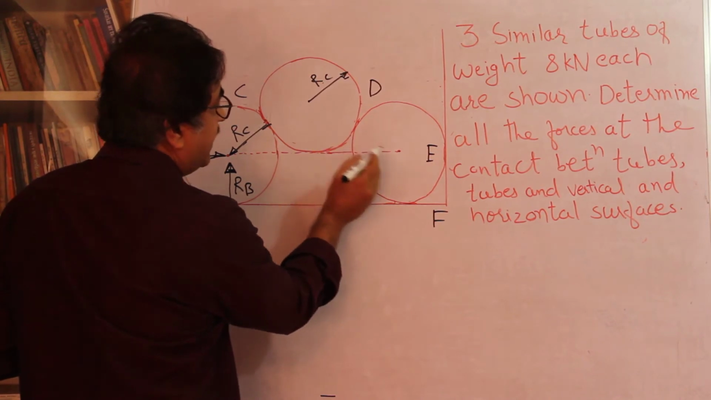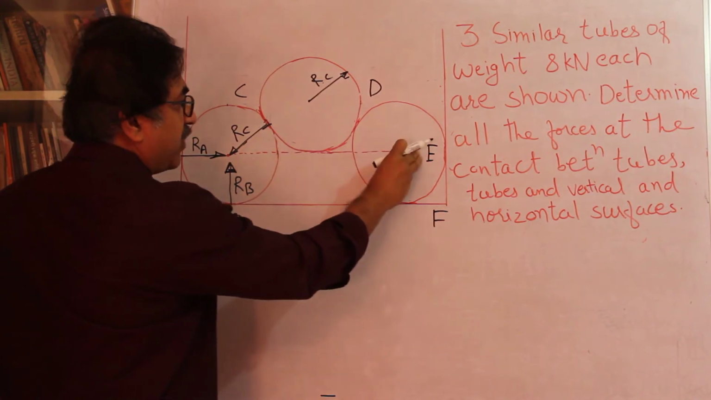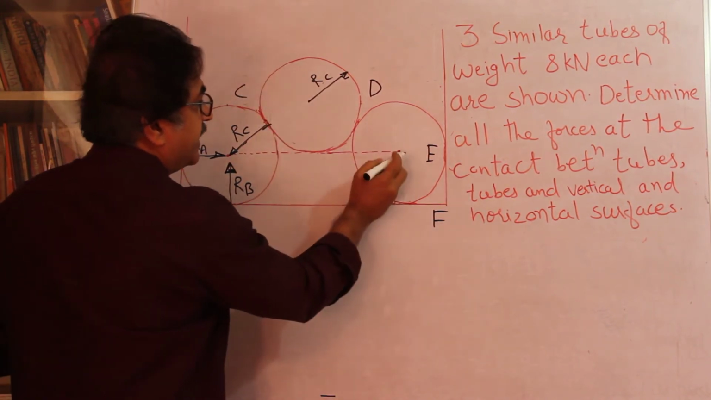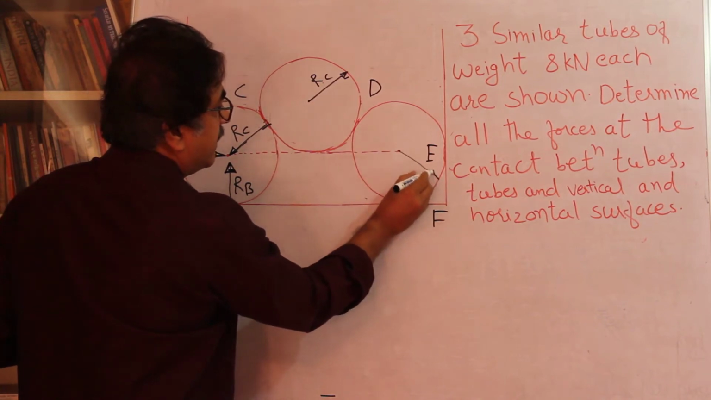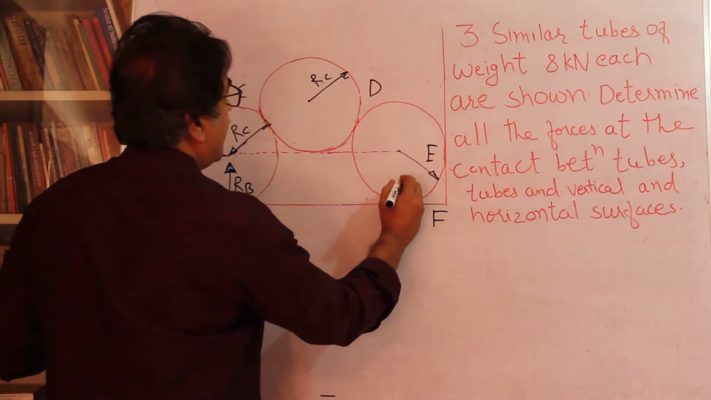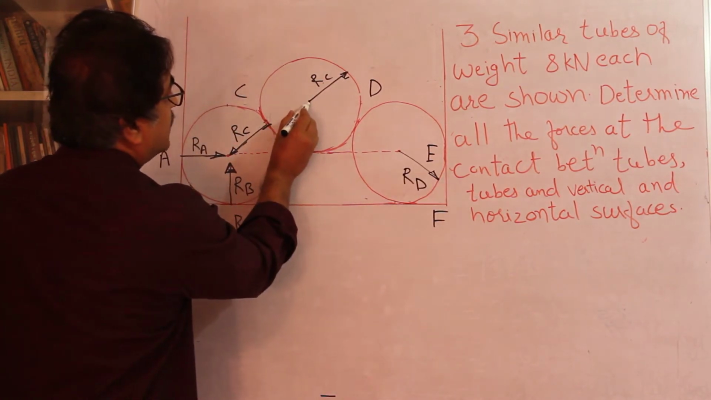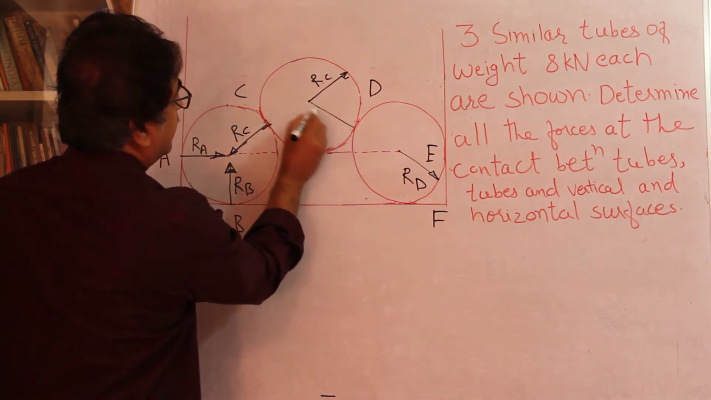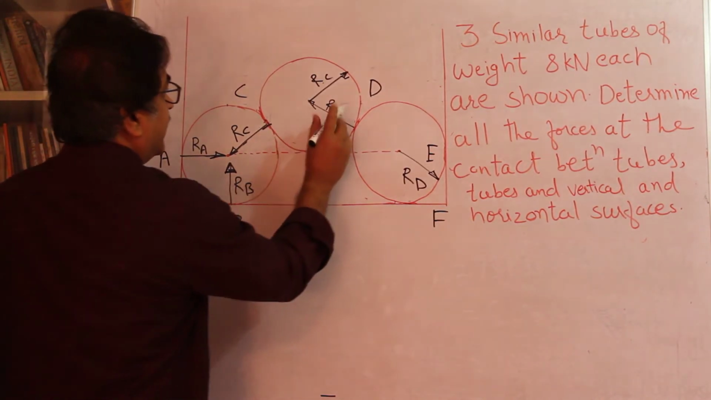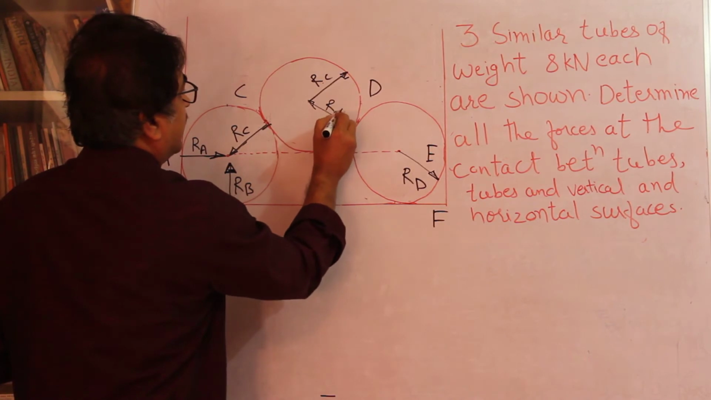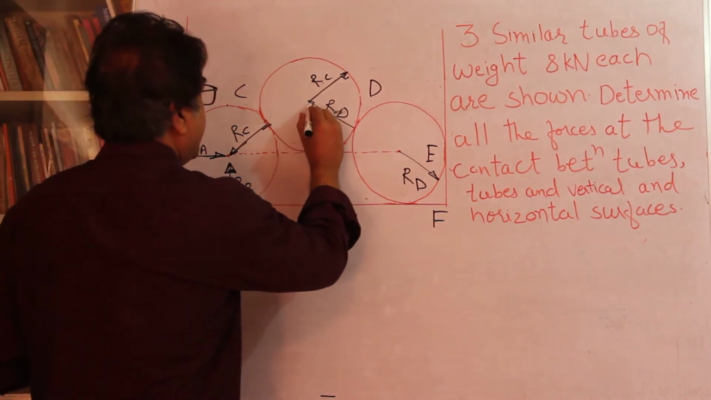Then you have a force here. Similarly, this tube is going to act on this. That means a force in this direction. So the force is here. I'll call this RD. Similarly, a force in this direction. This is RD. Okay. Then we have got weight here.